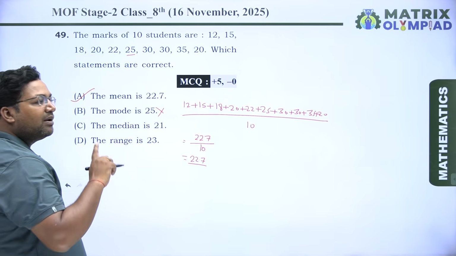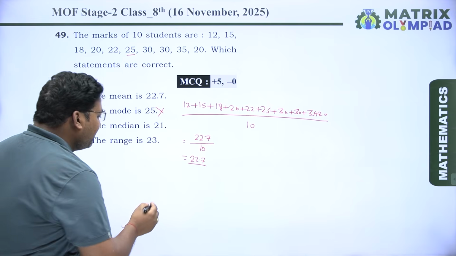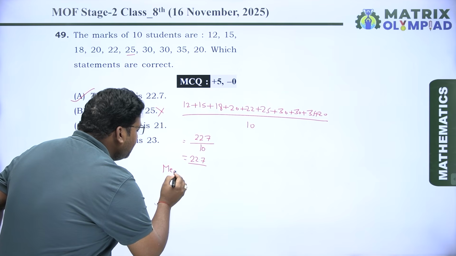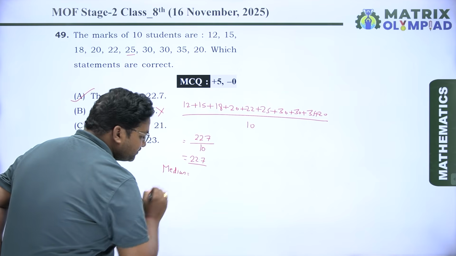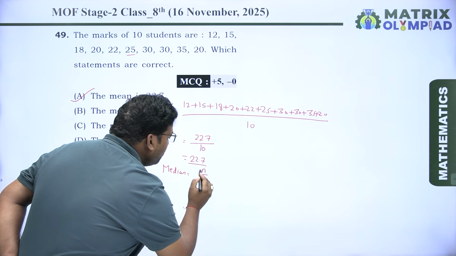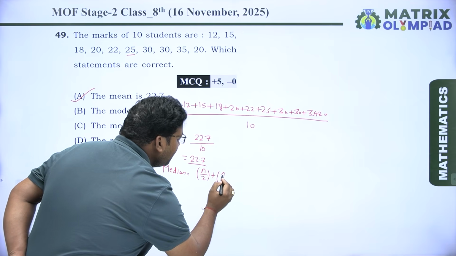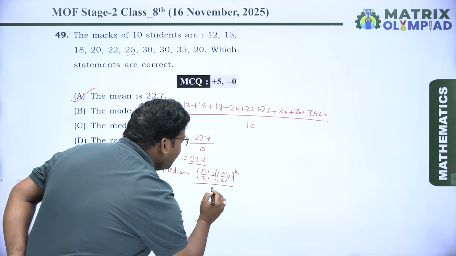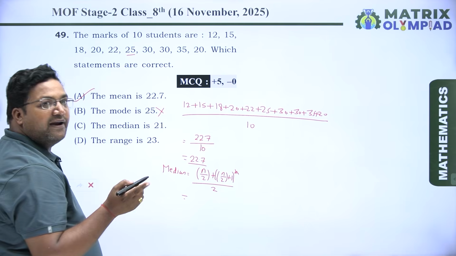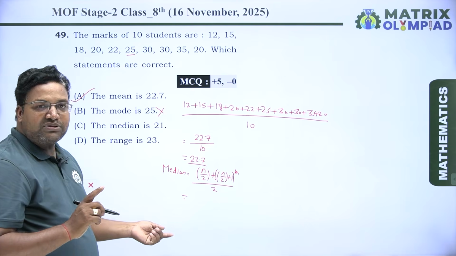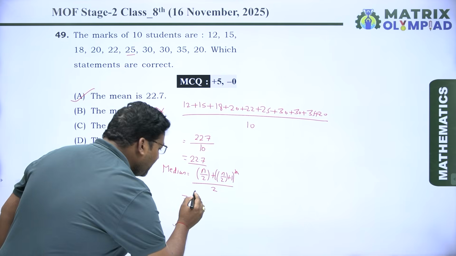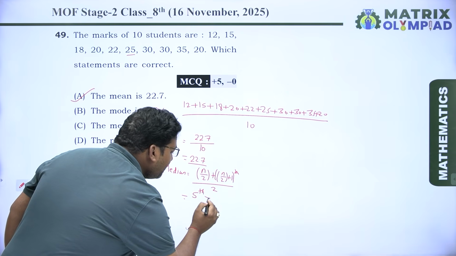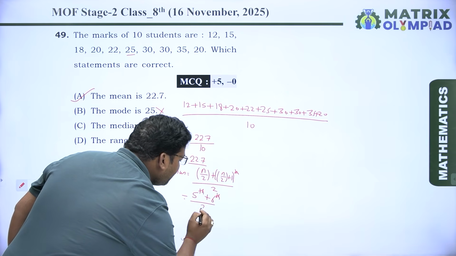So here you can see the number of observations is even. When the number of observations is even, then the median is the (n by 2)th term plus the (n by 2 plus 1)th term, divided by 2. So here you can see the number of terms is 10, so n is 10, so 10 by 2 means the 5th term plus the 6th term divided by 2.